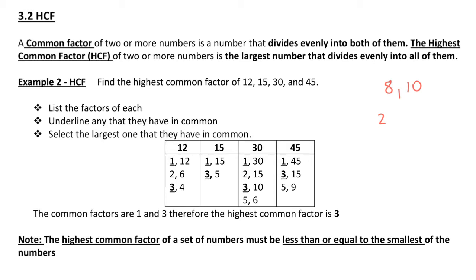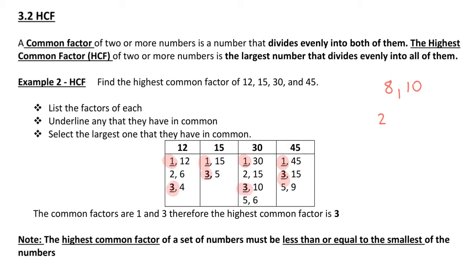So if we had the numbers 12, 15, 30 and 45, the factors of 12 are 1 and 12, 2 and 6, 3 and 4. And for 15, you've got 1 and 15, 3 and 5. And then we can see the rest for 30 and 45. So we can highlight all the ones that are common. There's a 1 that's common to them all, and there's a 3 that's common to them all.